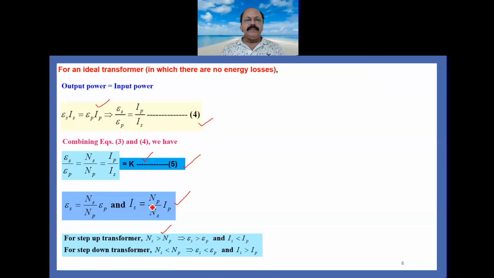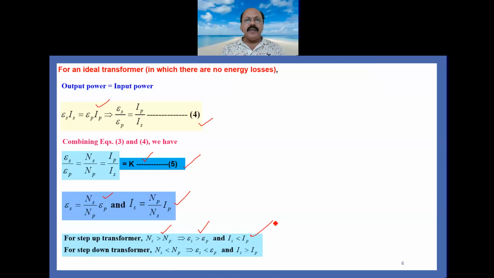So from here, by this equation, or by this equation you can also apply, you will find out that ES greater than EP, means the voltage gets stepped up. Output voltage is more, that is higher than the input voltage, but output current is less than input current, that is IS less than IP. So this is the condition for the step up transformer.